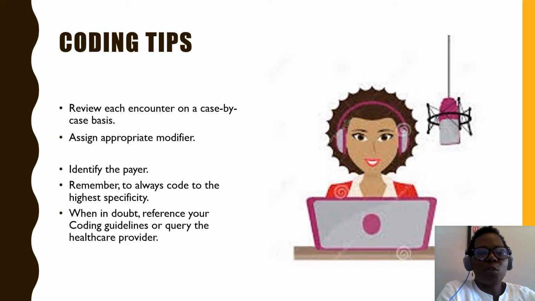So lastly, I'll leave you with some coding tips, and these are general coding tips, not ones that are specific to the modifiers that we just reviewed, but tips that you could carry throughout your coding career in your day-to-day coding. So the first one is to always review each encounter on a case-by-case basis. For example, if you're working in a particular area of coding or say a specialty, a subspecialty, and you may see some of the same procedures or same CPT codes come across your computer screen, it's very important not to become comfortable and just make the assumption that encounters B through Z are similar to that of encounter A.